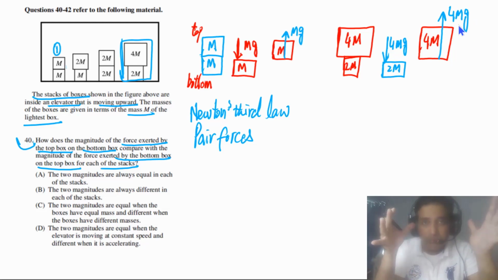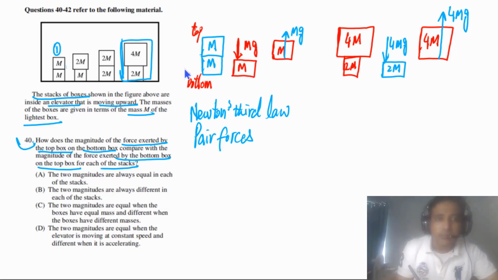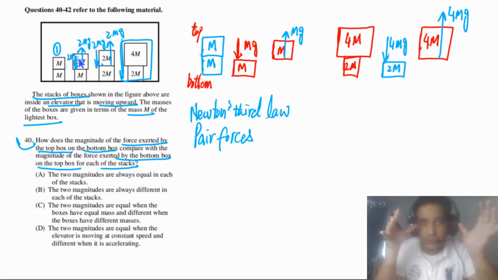These are the same type of forces acting on two different objects but acting in opposite directions. So the force on this one is 4mg, and the force on this one in the upward direction will be 4mg. Similarly, for the other stack, the force on the top box upwards will be 2mg, and the force on the bottom box will be 2mg as well. So this is how you need to understand this problem.